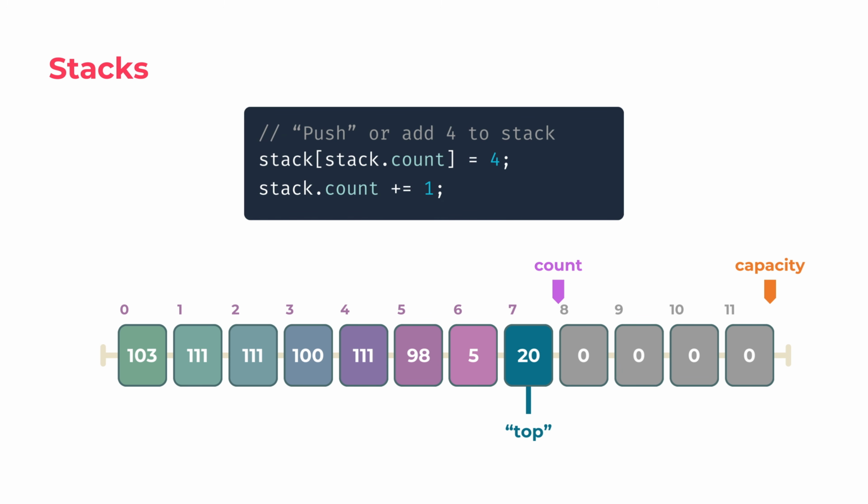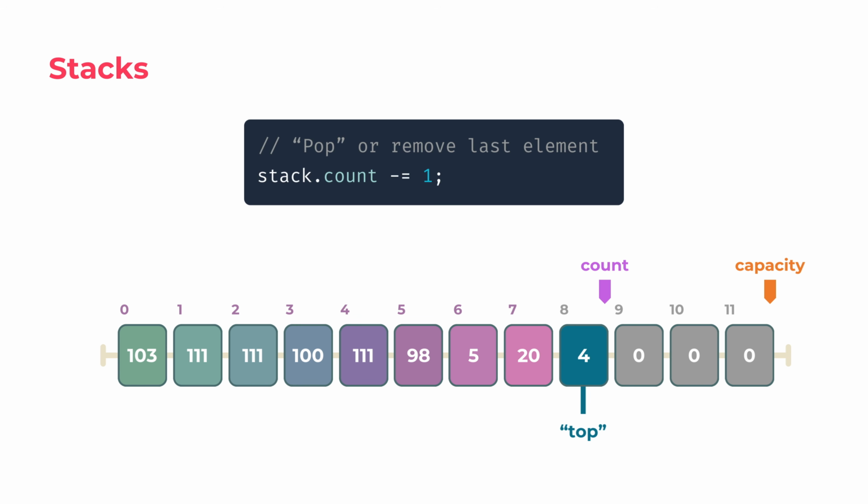Adding an element works in exactly the same way as adding an element to a list. We just write the data one past the current last element and increase the count by 1. Stacks also provide the ability to remove elements from the list, but just like our stack of blocks, they only support removing the very last element.